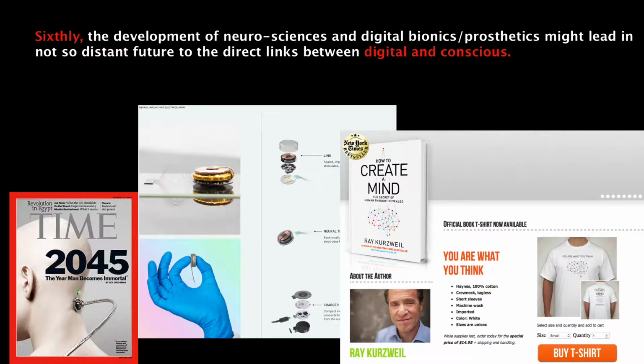Sixthly, the development of neurosciences and digital bionics, prosthetics might lead in the not so distant future to direct links between digital and conscious, between digital and brain, if we talk about hardware. Time proposes 2045. Elon Musk's Neuralink in the middle here has already been produced. It's still big, but it already works. And Ray Kurzweil is going to upload himself into the digital network in 2028. This is what he's predicting.